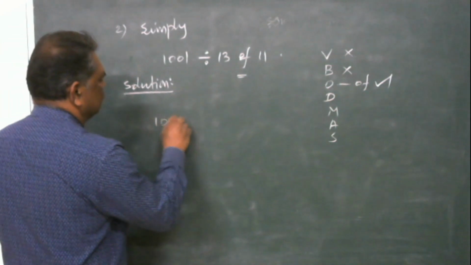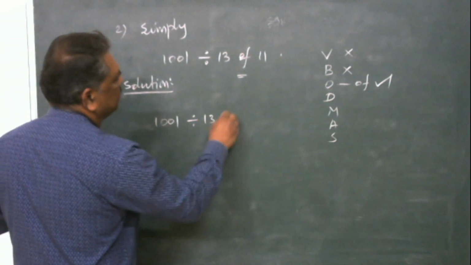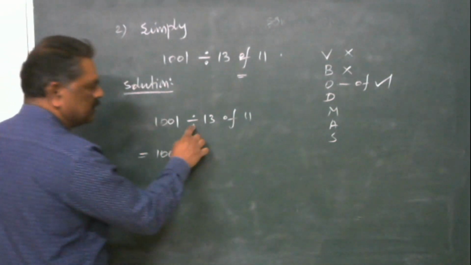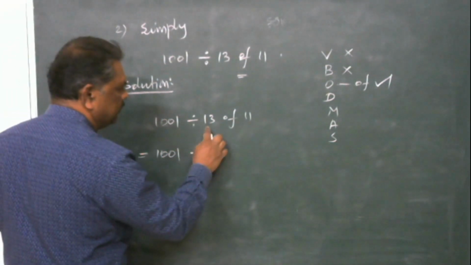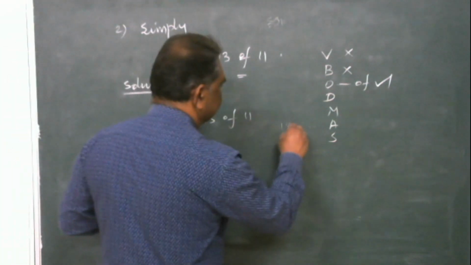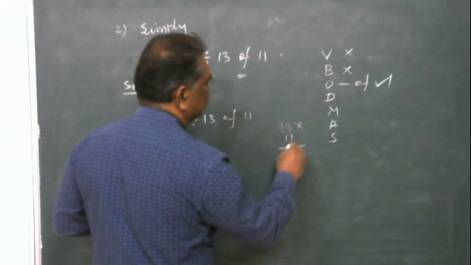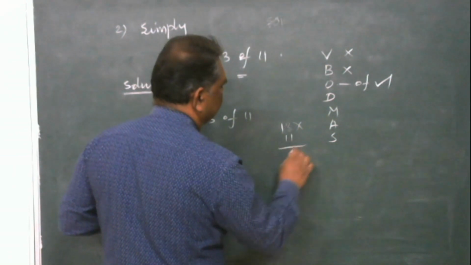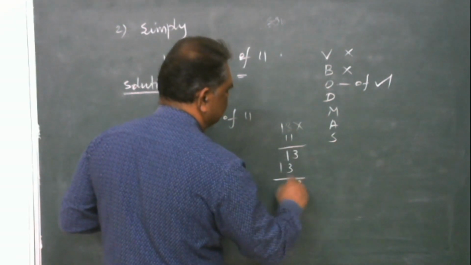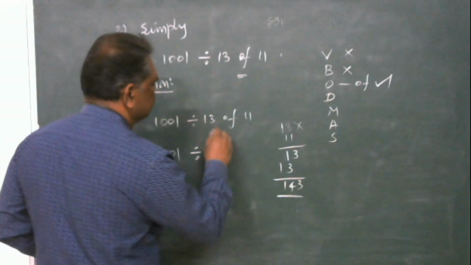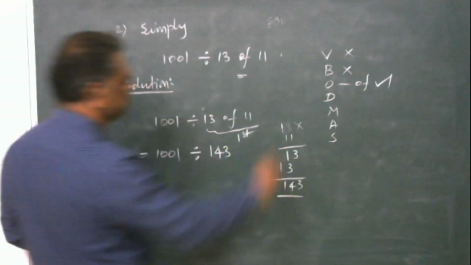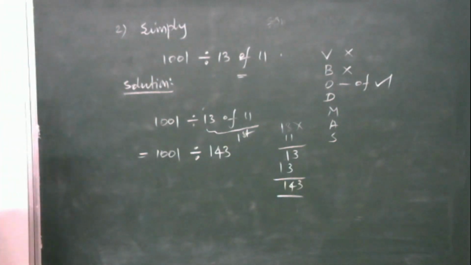So 1001 divided by 13 of 11 is equal to 1001. First, you should not perform division. First, we have to perform this. 13 of 11 is multiplication. So 13 into 11. 3 ones are 3, 1 one is 1, so 143. So 13 of 11 to be performed first.